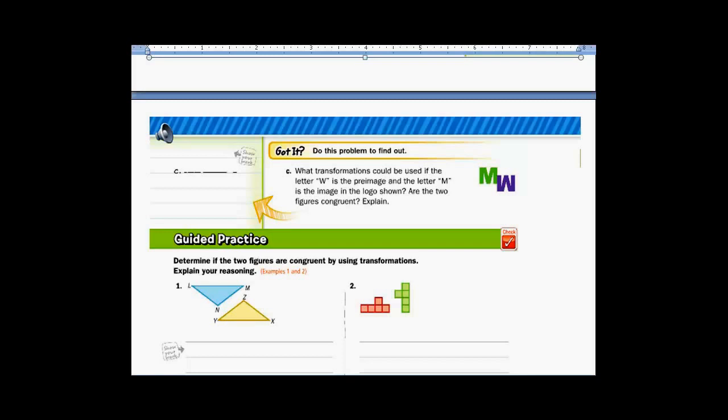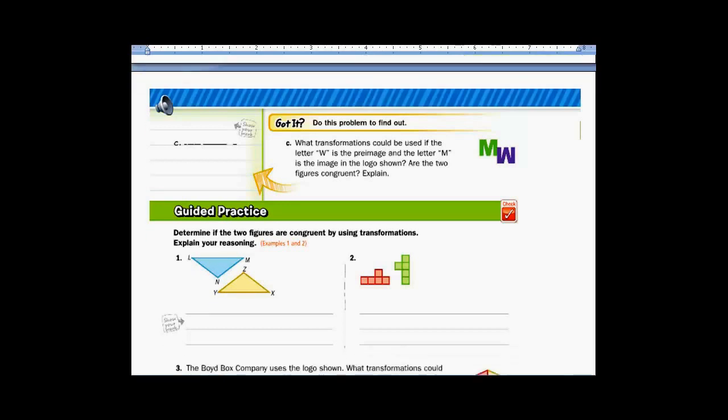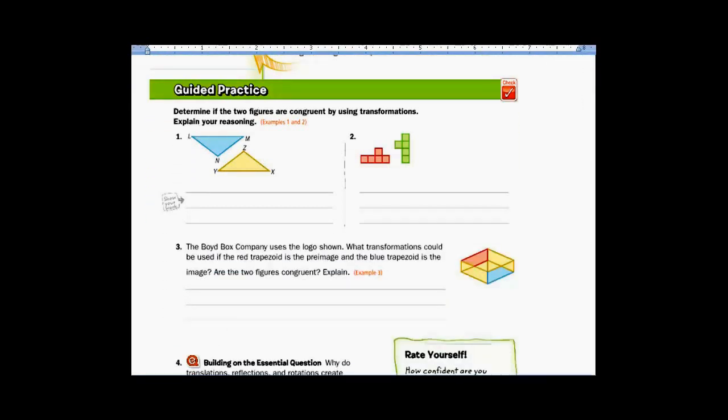So really quickly, since we got a little bit of extra time, under guided practice, determine if the two figures are congruent by using transformations and explain your reasoning. So number 1, they are congruent because if you were to rotate one and slide it over, or you could even flip this top one, flip it down, and then slide it up and over, that would also give it to you. Number 2, those are congruent.